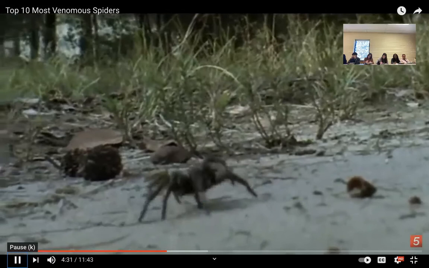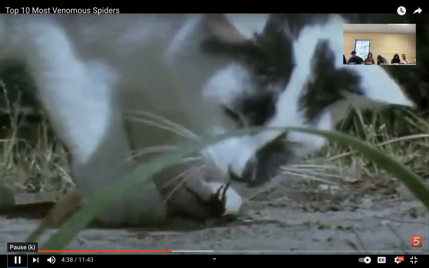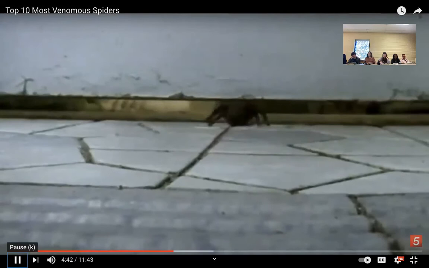The final stages of severe envenomation include dilation of the pupils, uncontrolled generalized muscle twitching, unconsciousness, elevated intracranial pressure, and death. This itself makes the funnel web spider one of the most dangerous and poisonous spiders in the world.